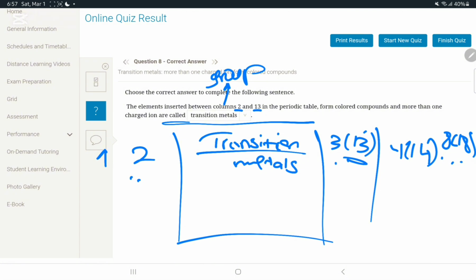One fun fact about them is that they form colored compounds and they have more than one charged ion. They just added this as a fun fact. It's better to know them. It's better to be safe than sorry. So just memorize that they form colored compounds and more than one charged ion.